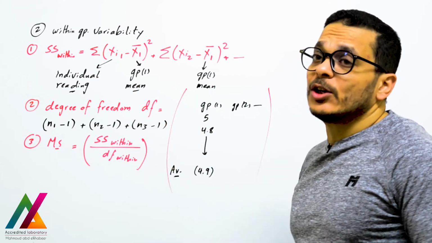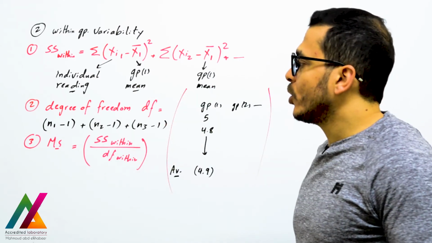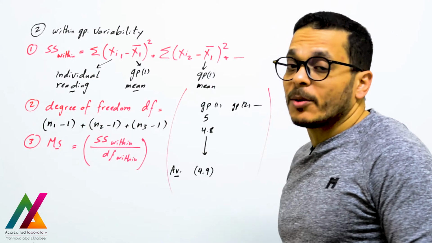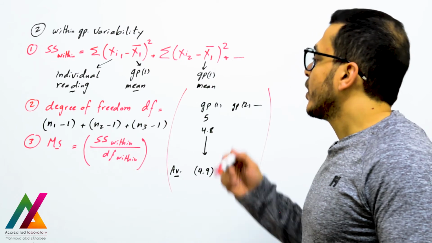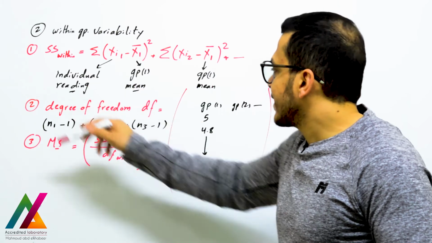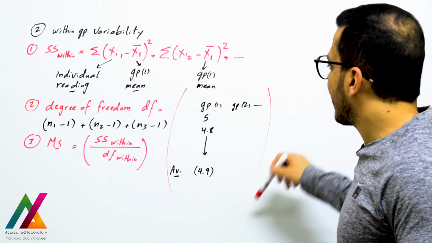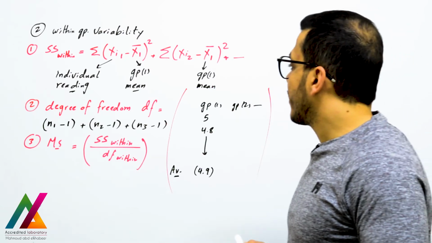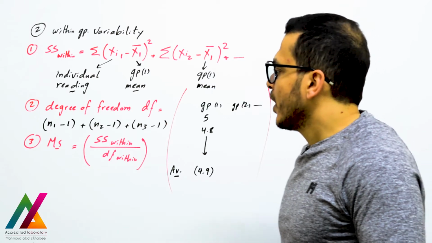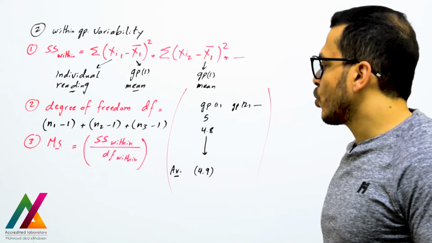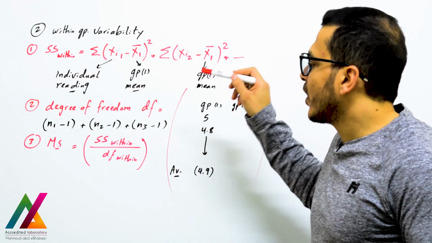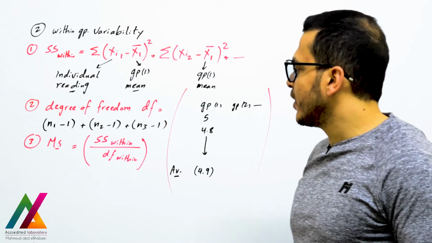Then you will calculate the degree of freedom within group, which is equal to number of readings for group 1 minus 1, plus number of readings for group 2 minus 1, plus number of readings for group 3 minus 1, whatever groups you analyzed. So for example, if you run 10 replicates for group 1, 10 replicates for group 2, 10 replicates for group 3, it will be 30 minus 3, it will be 27. Then you will calculate the mean of squares within group, which is equal to SS, sum of squares within groups, divided by degree of freedom within groups.